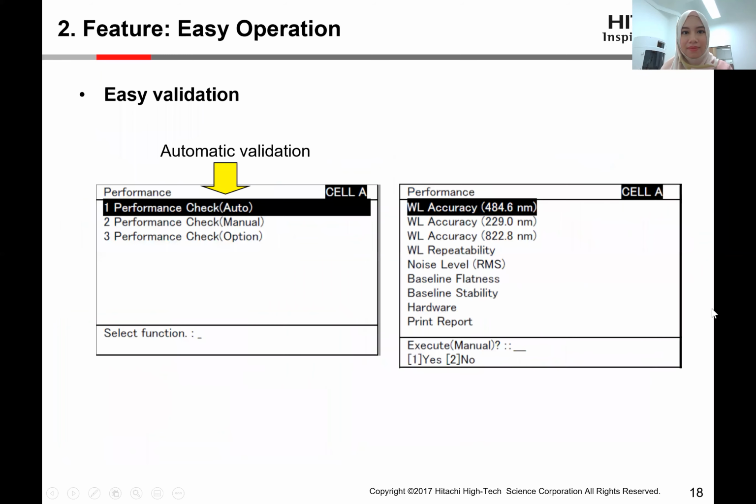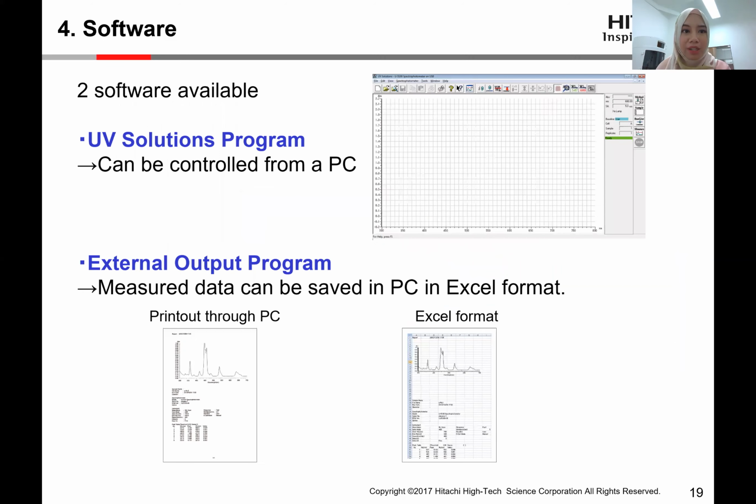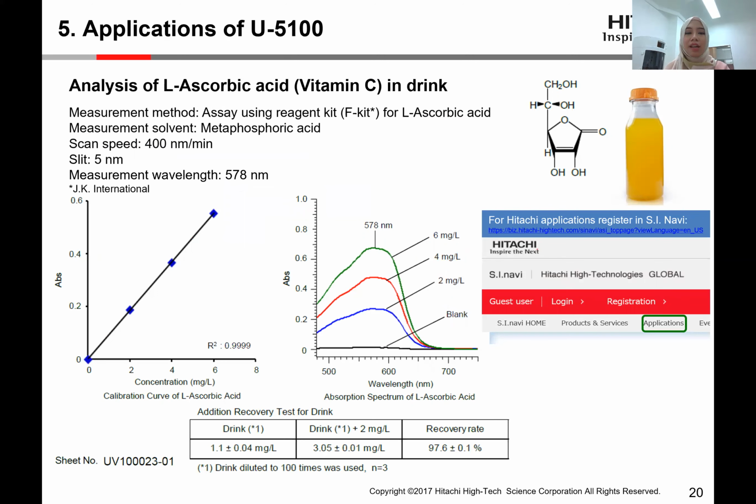It also has easy operation where you can easily validate your results, the accuracy. So automatic validation: sometimes, once a month, you really want to do a performance check, and also you can check the accuracy. The software we are using is the UV Solutions program. This is a standalone model, but in the event that you want to connect a PC to it, we have software for that. For the external output program, measured data can be saved in the PC and also in Excel format. So let's go through a very quick application of the U5100.